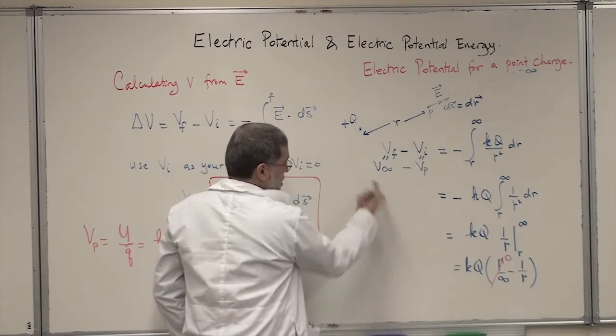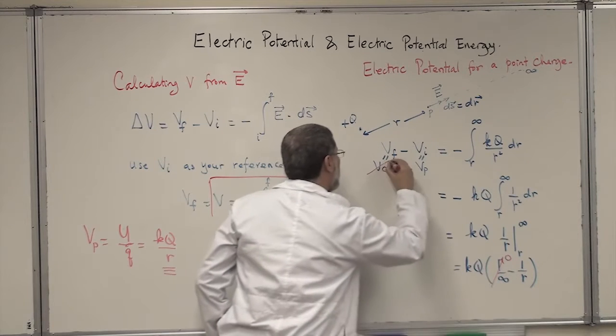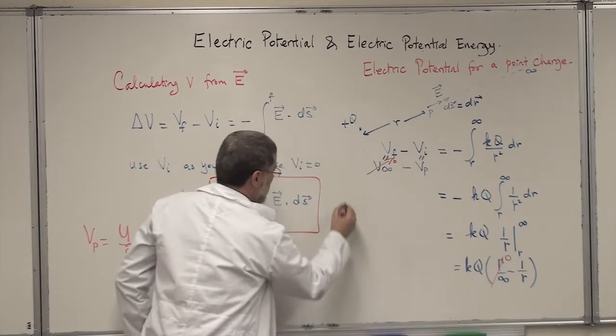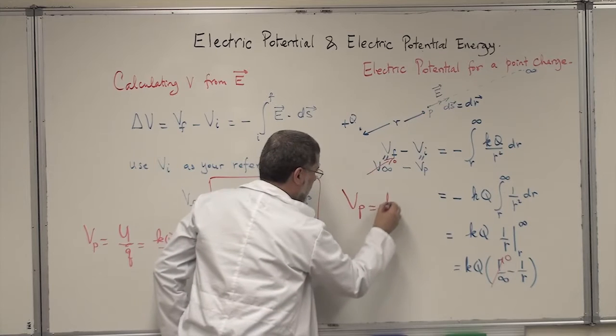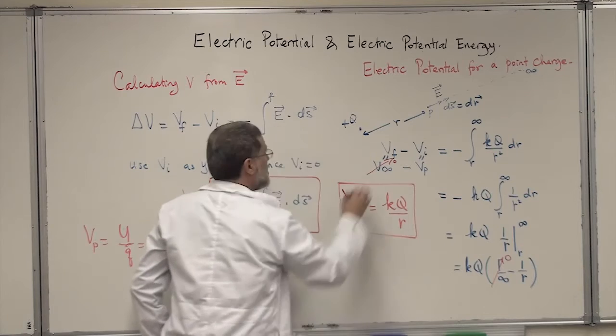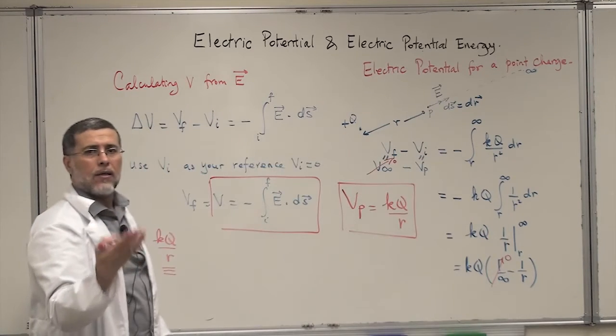And what is V? This is V at infinity, which is 0. Then V at infinity here is 0 also. And then it's a minus sign, and there's a minus sign. They cancel each other. So V at point P, again, is KQ over R. You see it here? KQ over R, where R is the distance between the charge and the point where we want to find the potential.